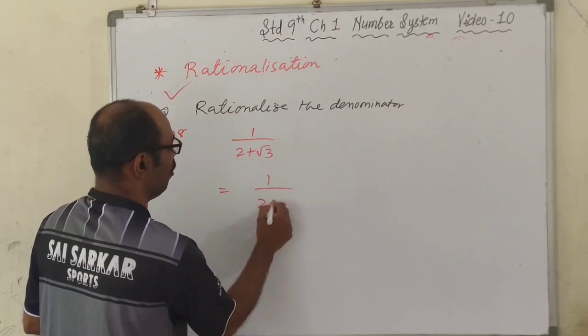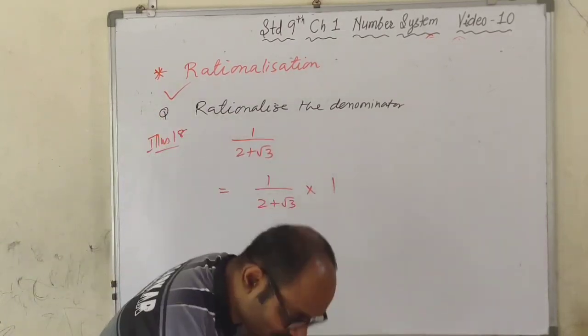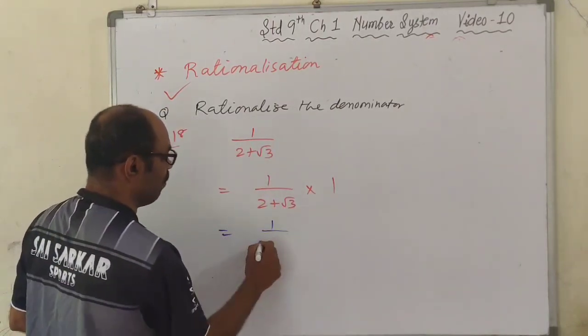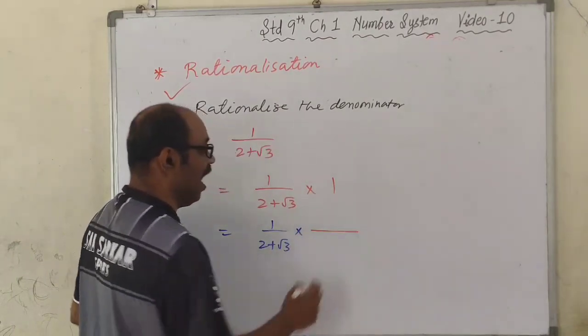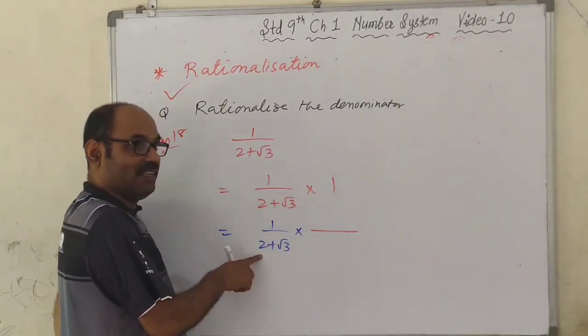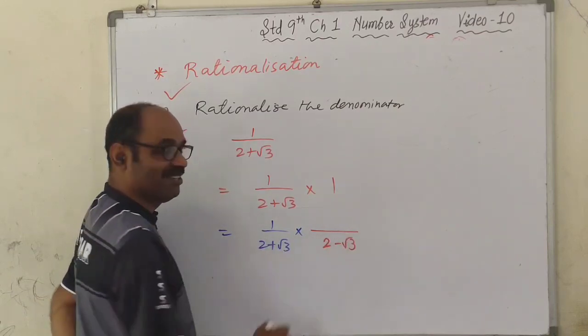Let's see. 1 upon 2 plus root 3. Okay, once again I'm writing 1 here. That is equal to 1 upon 2 plus root 3 multiplied by. For this 1, what is the rationalizing factor of 2 plus root 3? 2 minus root 3.